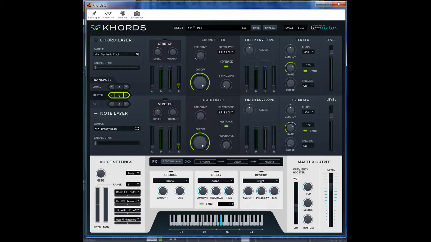Now, this synth is called the Chords synth. I don't know if a lot of people know about this synth. It wasn't that much either. Less than $200.